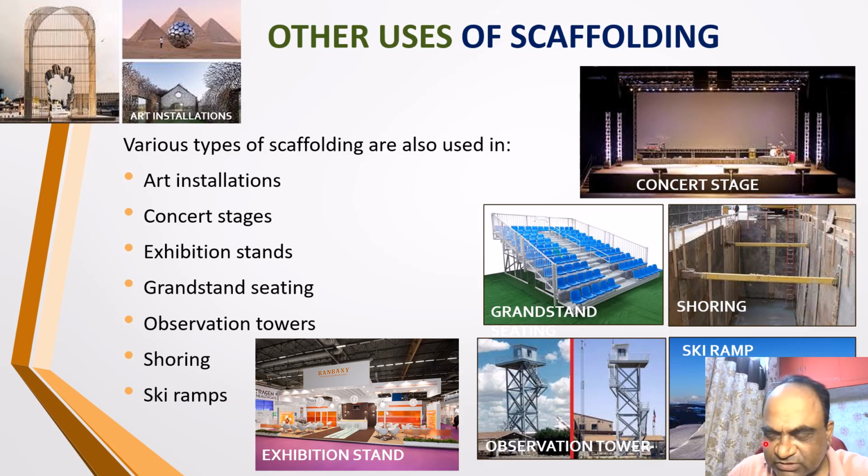Ski ramps. In the countries where snowfall happens, this type of skiing is done. For ski work, this type of raised structure is required, on which the person skiing jumps and slides at a very high speed. Raising this type of structure is also done with the help of scaffolding.